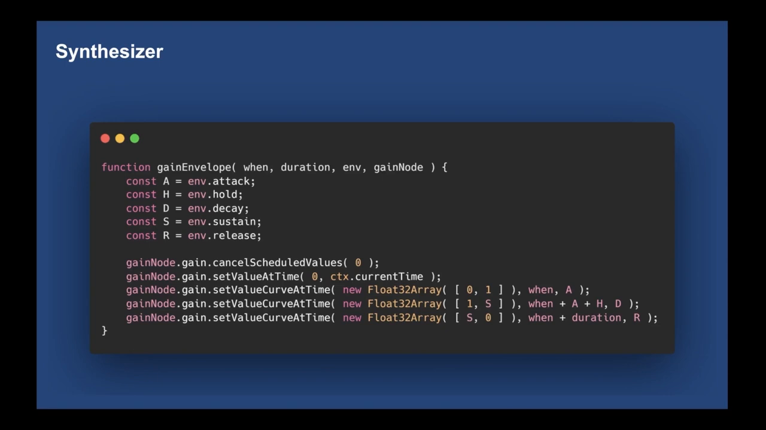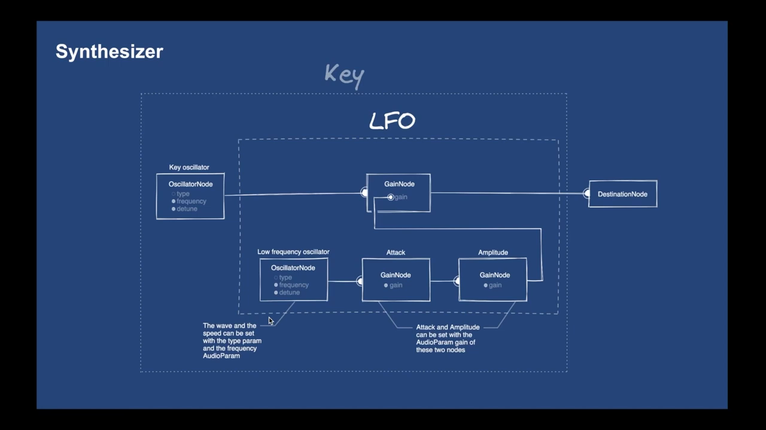Now let's see how the LFO works. For this one, a simplified graph is more relevant to better understand how we use the Web Audio API. As with the envelope, the LFO has a gain node, where the key oscillator is connected. To modify the sound, we change the value of this gain parameter.